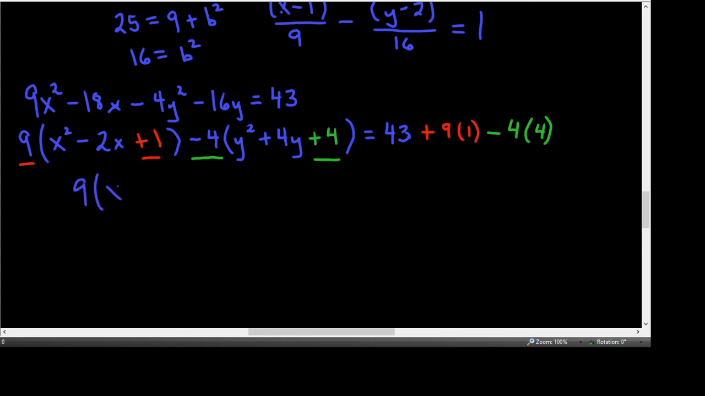All right, factoring leads me to get x minus 1 quantity squared with a 9 out in front, minus 4 times, and then factoring that, I get y plus 2 quantity squared. And the arithmetic gives me 36 here. Then, of course, I want fraction minus fraction equals 1. So to make that turn into a 1, I'm going to divide everywhere by 36.